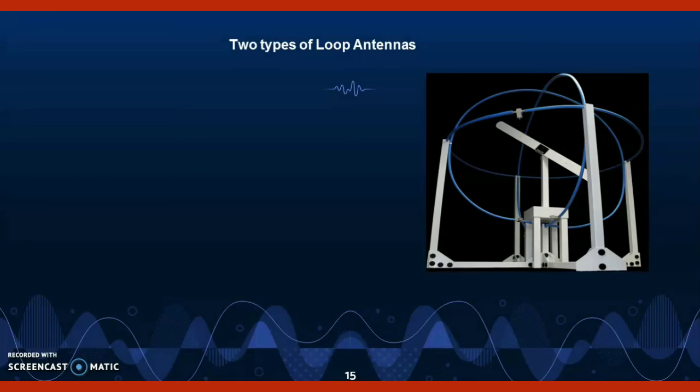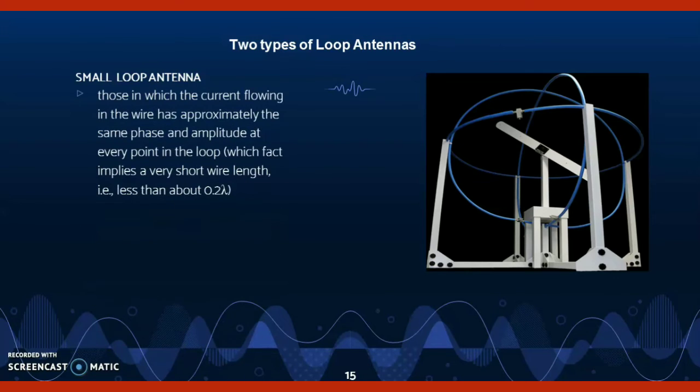So there are two types of loop antennas. So first is the small loop antenna. Those in which the current flowing in the wire has approximately the same phase and amplitude at every point in the loop, which fact implies a very short wire length. It is less than about 0.2 lambda.